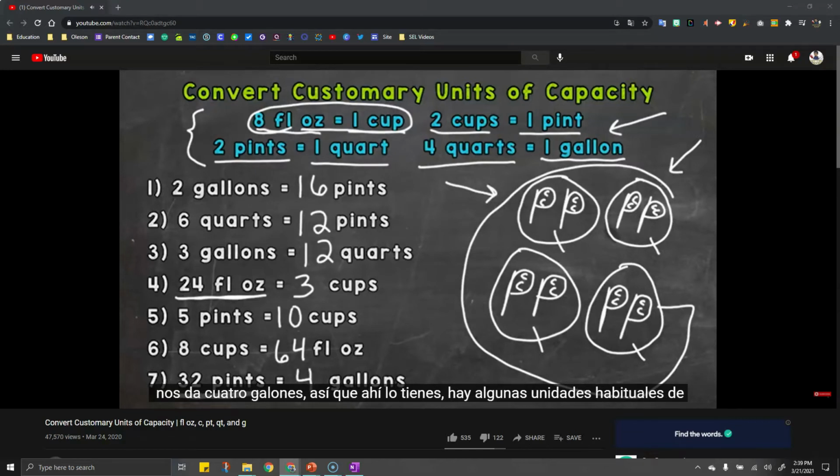So there you have it. There are some customary units of capacity conversions, and along with some notes that I hope were helpful.